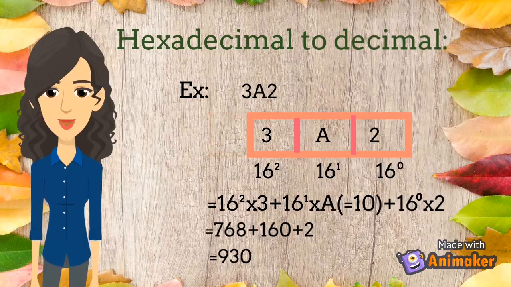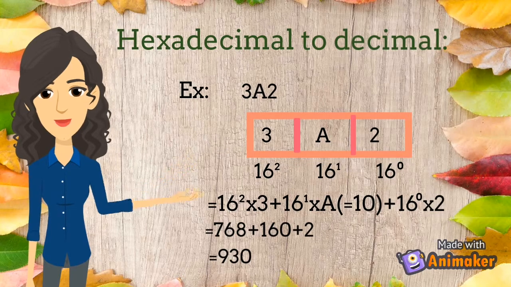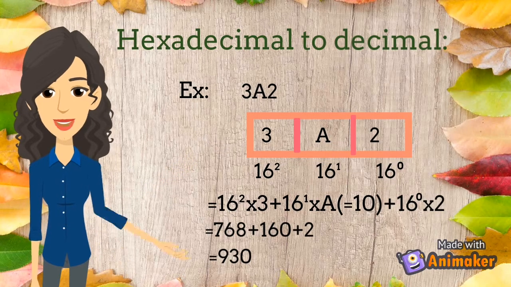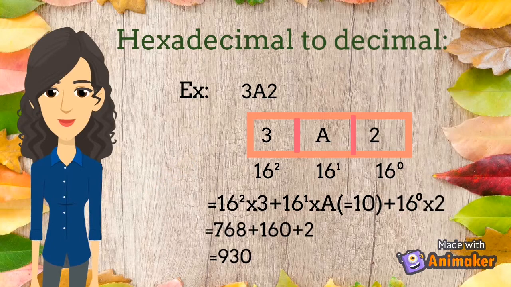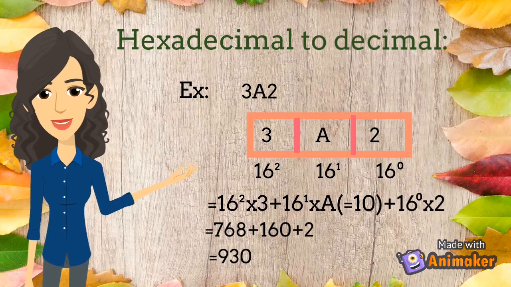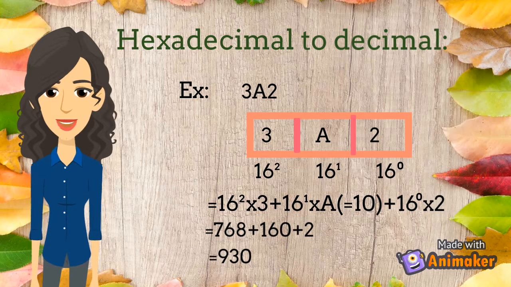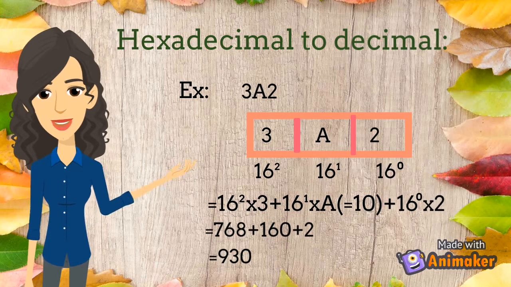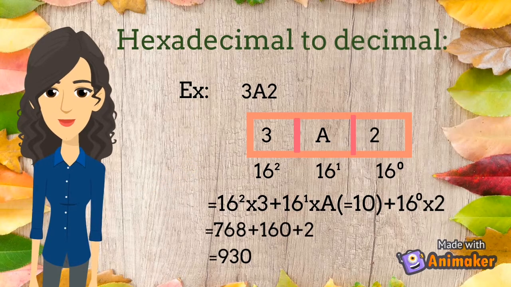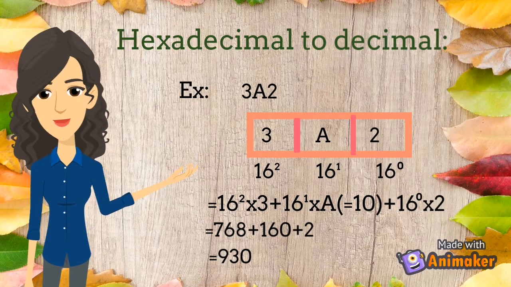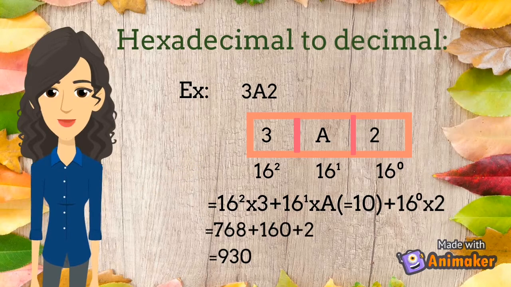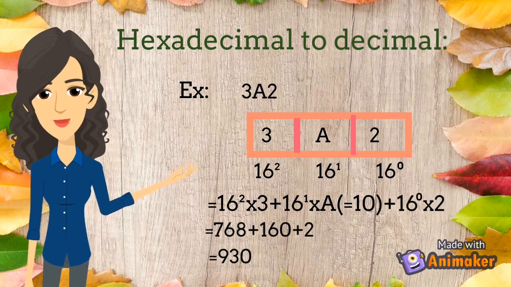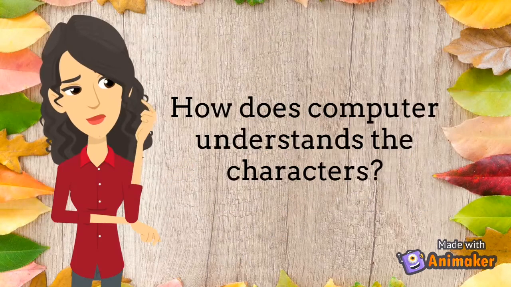Now, to convert hexadecimal to decimal, similar process has to be followed. Instead of 8 power 0, 8 power 1, 8 square and so on, we take 16 power 0, 16 power 1, 16 square and so on. Now, we know that A is equal to 10 in the example 3A2. So, multiply 3 with 16 square and A, which is equal to 10 with 16 power 1, 2 with 16 power 0 and add them to get 930, which is the decimal. Now we got a clear picture of number systems.